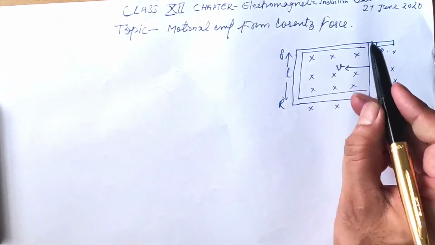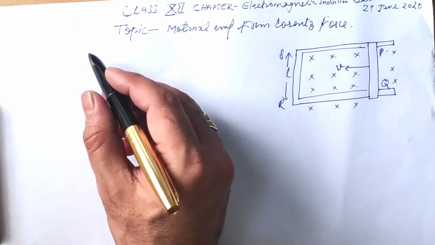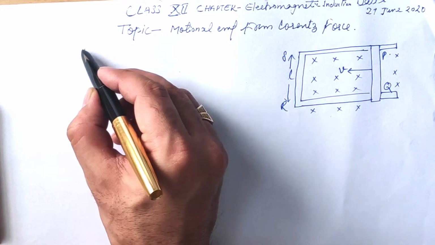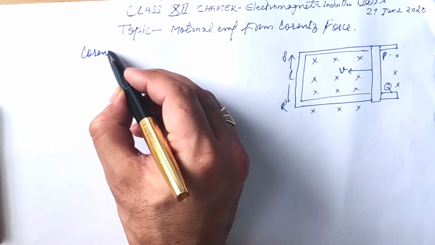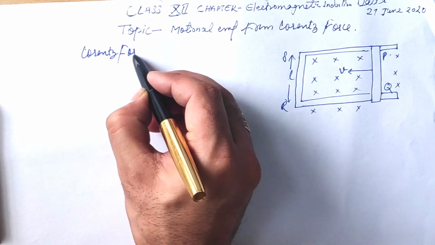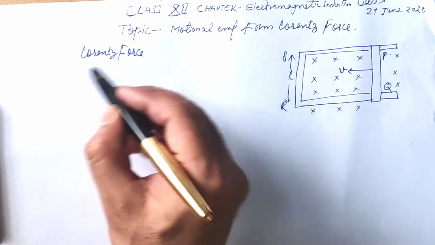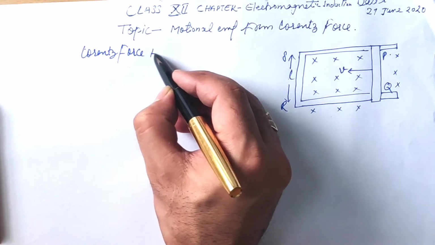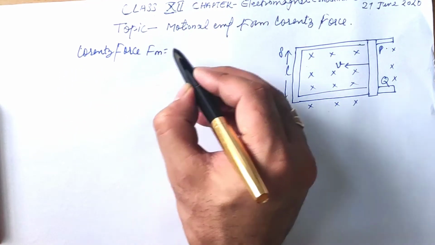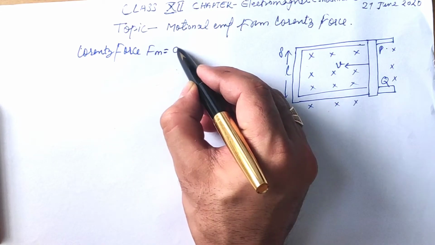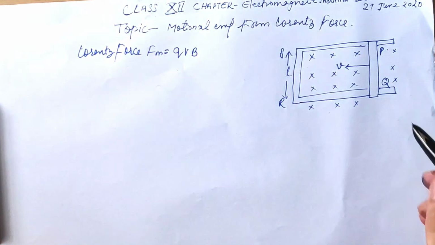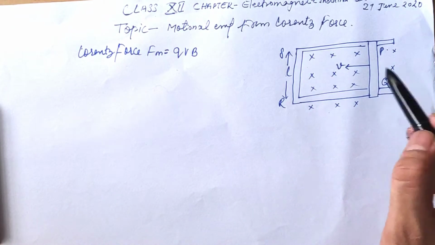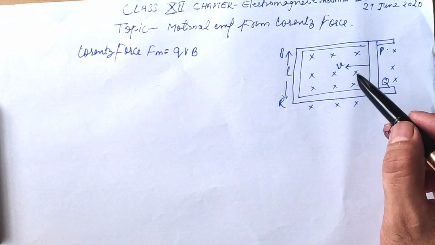The electrons experience a magnetic Lorentz force, and this force you better know, that is Lorentz force. The magnetic Lorentz force Fm is equal to qvB. It means when any charge is moving in a magnetic field, it experiences a force that is equal to qvB.